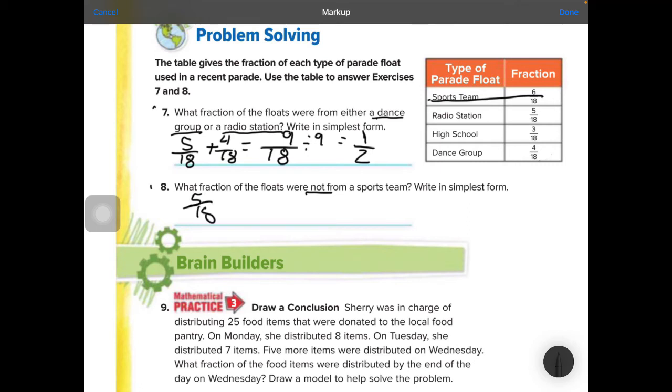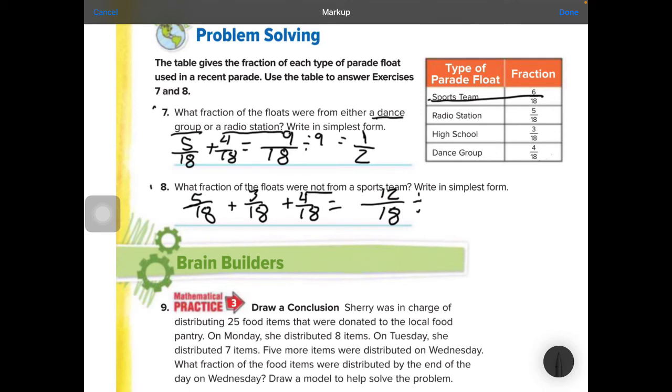So if we have 5/18 for the radio station plus 3/18 for the high school plus 4/18 for the dance. So our denominator is going to be, well, 18. Then we're going to add 5 plus 3, which is 8, 9, 10, 11, 12. So our answer is going to be 12/18.